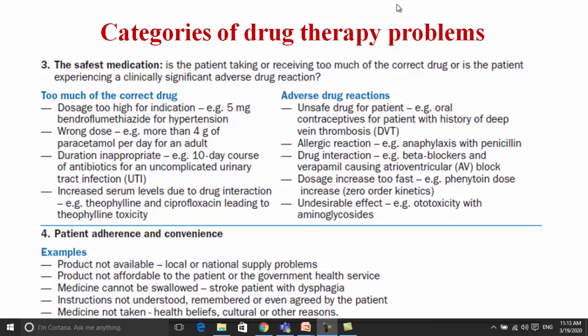For patient adherence and convenience, examples: product not available, local or national supply problems, product not affordable to the patient or the government health service; medicine can't be swallowed, for example a stroke patient with dysphagia; instruction not understood, remembered, or even agreed by the patient; medicine not taken due to health beliefs, cultural or other reasons.